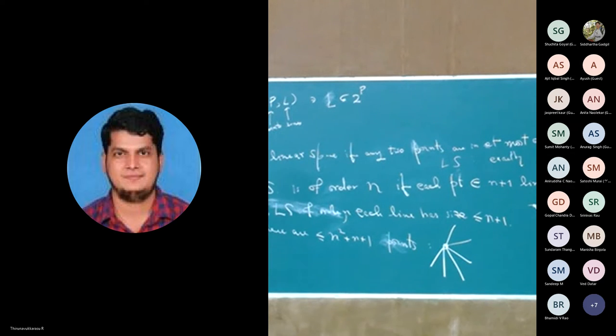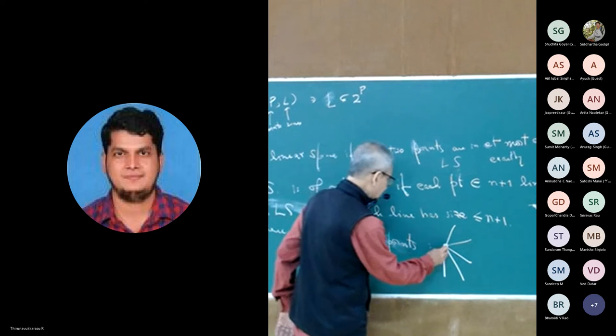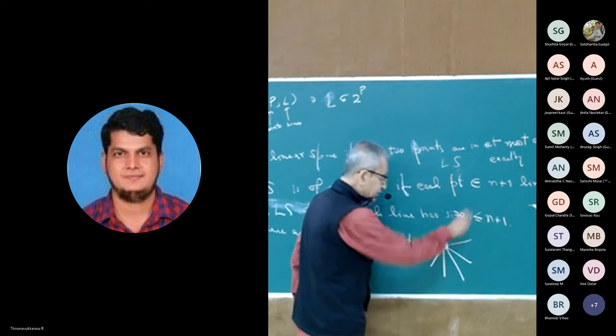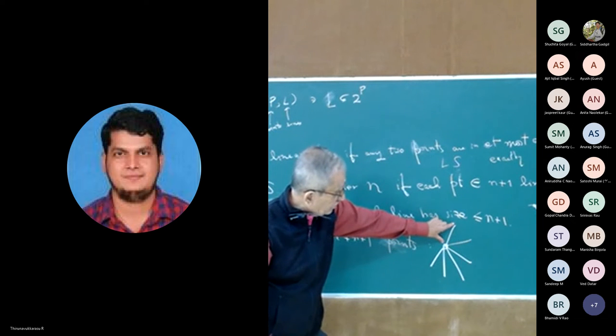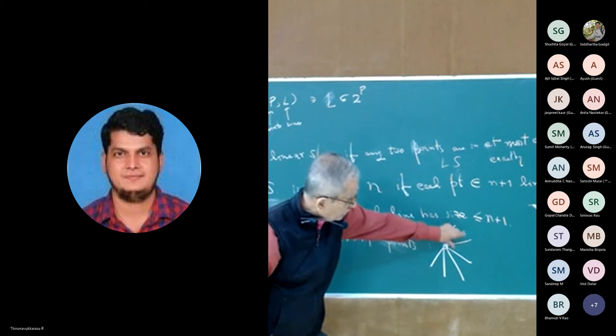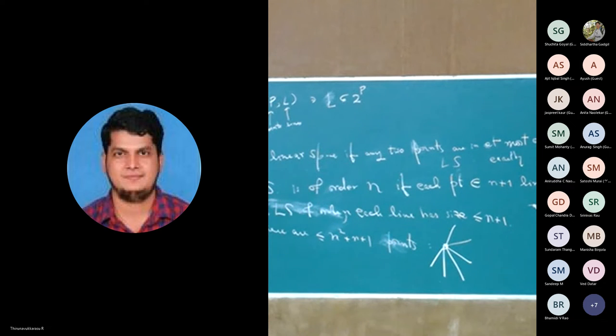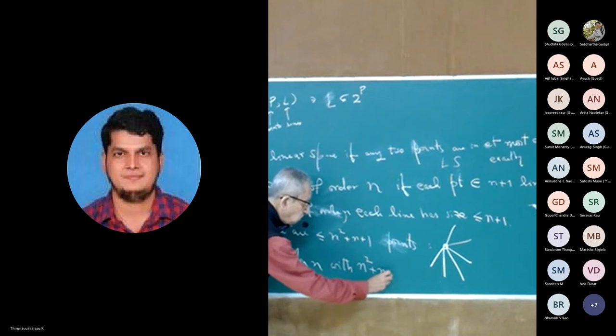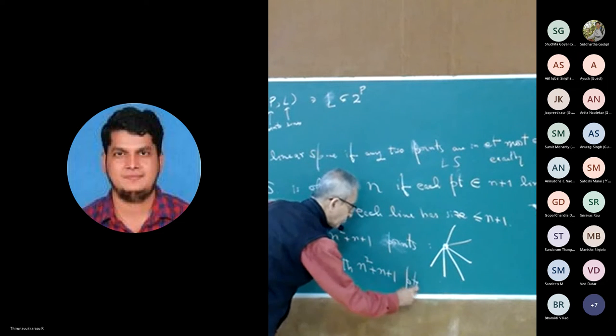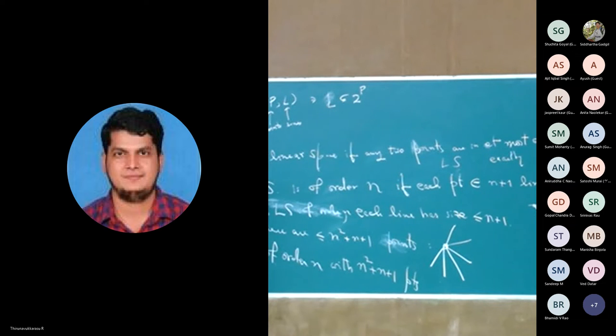All right. Why this? Because fix any point and look at the n plus one lines through it. Each of them covers at most n other points. So n times n plus 1, plus 1, which is n squared plus n plus 1, is a bound. And a linear space of order n meeting this bound is called a projective plane of order n.